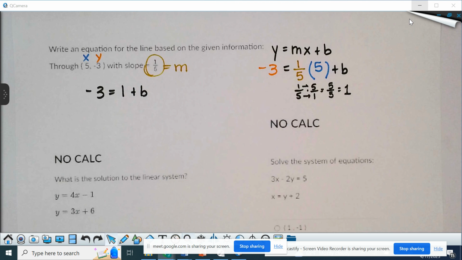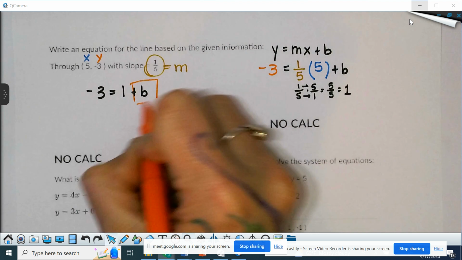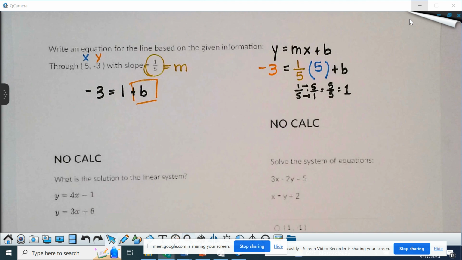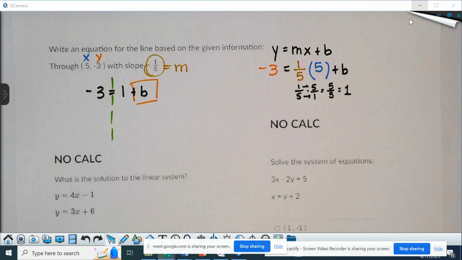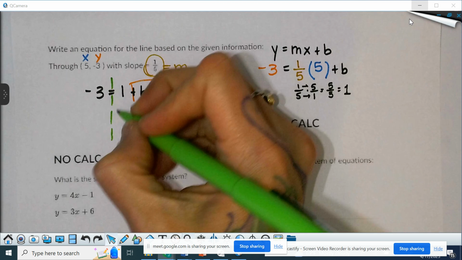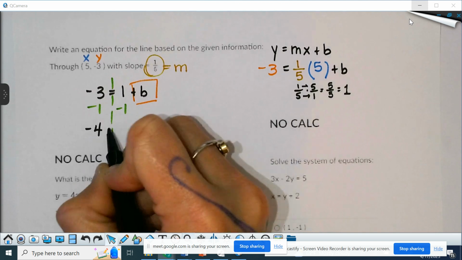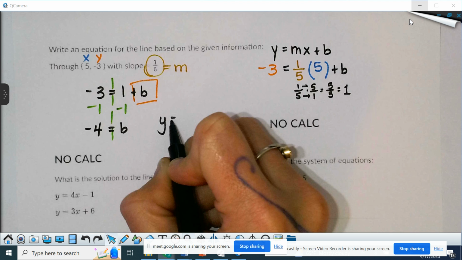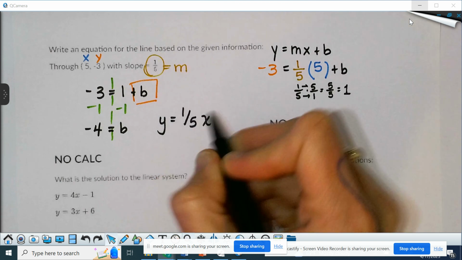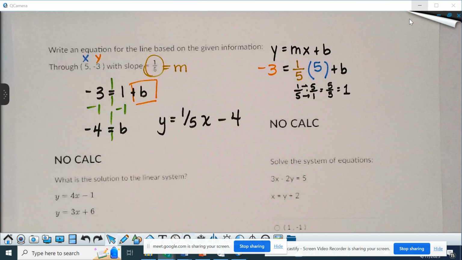How am I going to get b by itself? Good job. We're going to subtract 1. And -3, I owe you $3, and I spent another $1. That's what that minus means. So it's a -4. So our equation is going to be y equals 1/5 x minus 4. Hopefully these are getting a little easier. This was an 8th grade concept from what I've been told recently. So not saying that it was great then, but hopefully it's getting closer to great now.